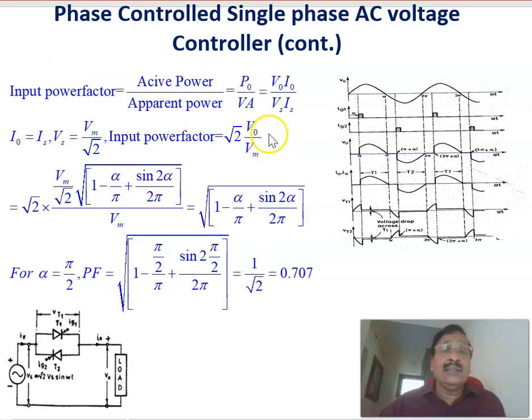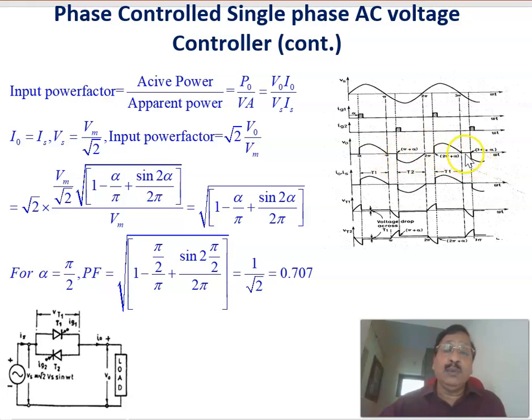Now let us derive the power factor. How does this affect the power? Because the output voltage is not purely sinusoidal. There are harmonics apart from the fundamental; we'll see that later in the analysis. Therefore, that will cause a reduction of the input power factor. We are going to derive the input power factor.